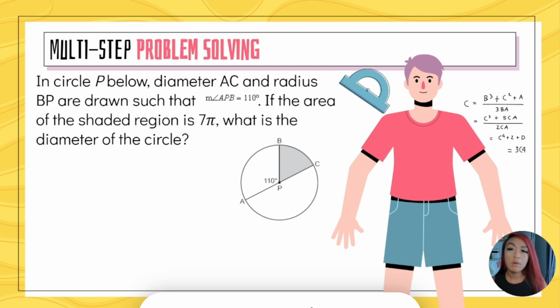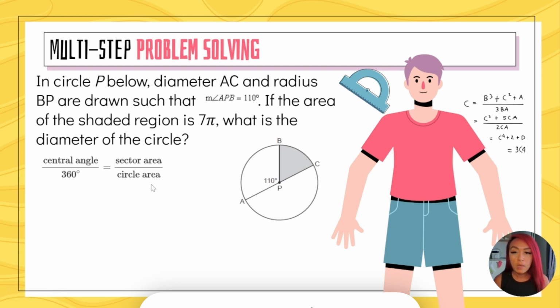Now let's take a look at another example that involves a couple more steps. In circle P below, diameter AC and radius BP are drawn such that the measure of angle APB equals 110 degrees. If the area of the shaded region is 7 pi, right, this area here, what is the diameter of the circle? Okay, so there's a lot of information here, and there are a lot of things that we're going to have to find out before we can arrive at our answer of finding the actual diameter.